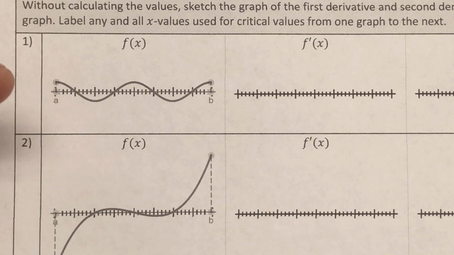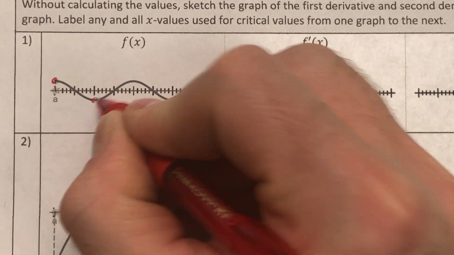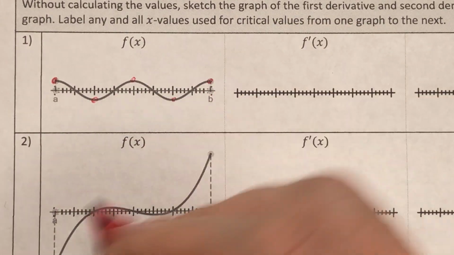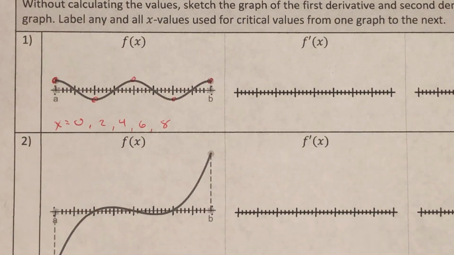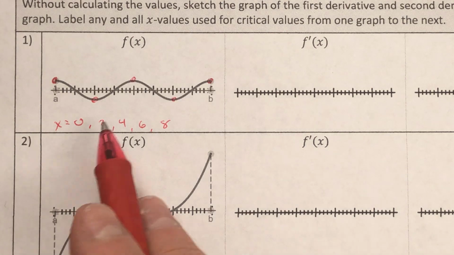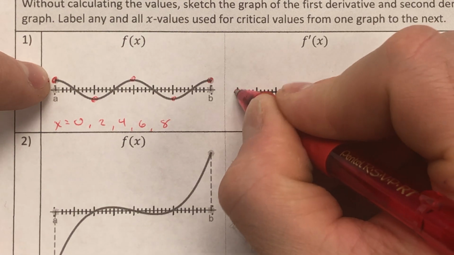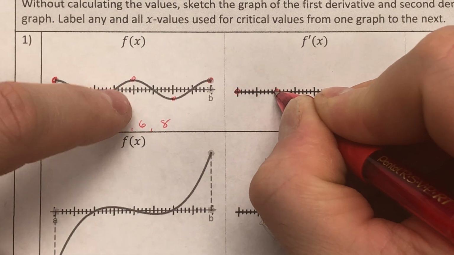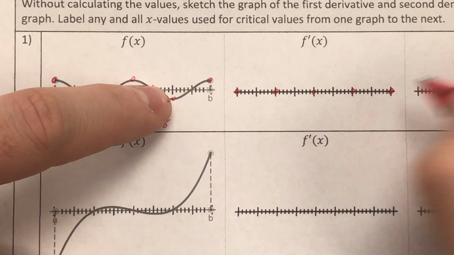We're going to label any critical values that we find here, and we're going to use that to graph our first derivative. So let's go through and let's do exactly what we just did. I'm going to take our maximum and our minimum points right here, here, here, here, and here. And I have x equals 0, 2, 4, 6, and 8. Those are my critical values. I'm going to use those to graph my first derivative. I know at those points I actually have a 0, a 0, a 0, a 0, and a 0.